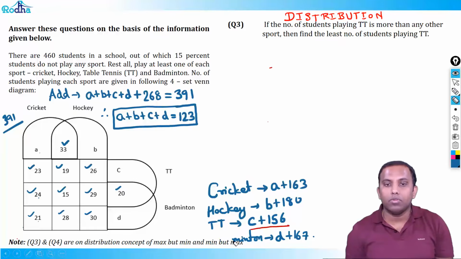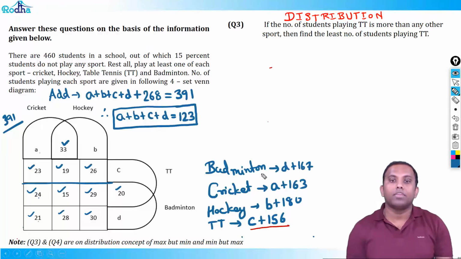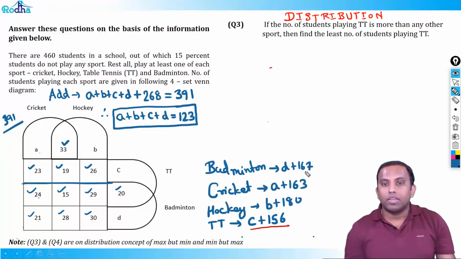Or what we can do, we can just read it so I can convert here. Put badminton here. So how much is badminton? We have calculated this whole circle of badminton. It was D plus 167. So now I have to make the number of students playing TT more than any other sport, so I have to maximize it. Understand this concept.